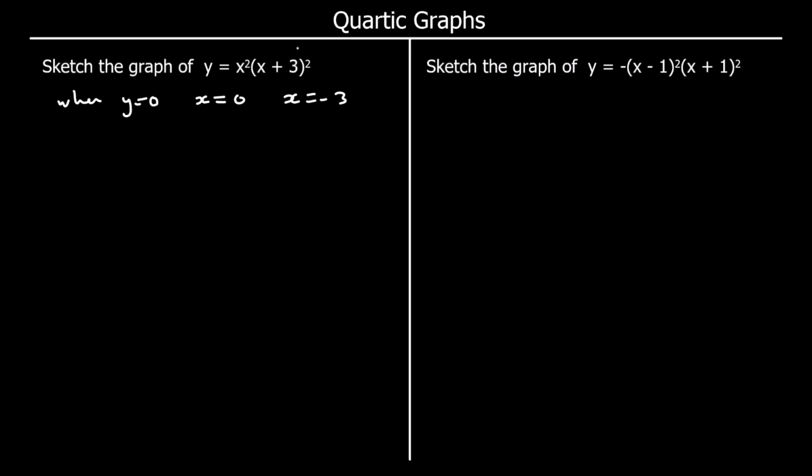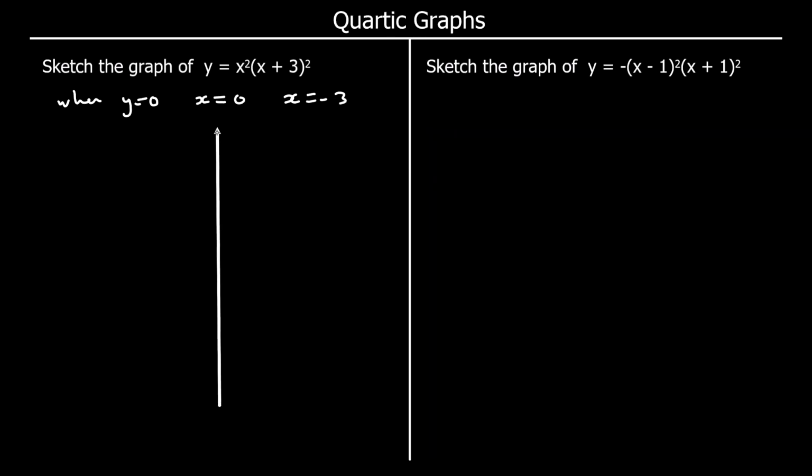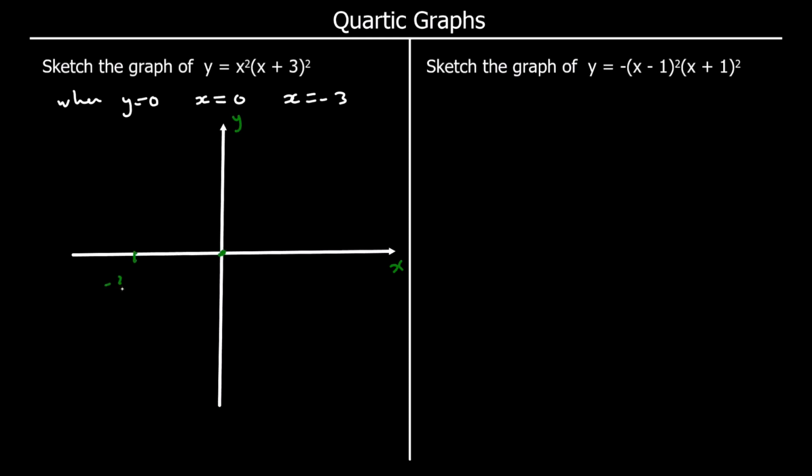It's a positive shape, so it's going from the top to the top, starting in the top left, ending in the top right. So it goes through 0, 0, and -3. They're the only intersections. It's a positive shape, and they're both repeated roots.